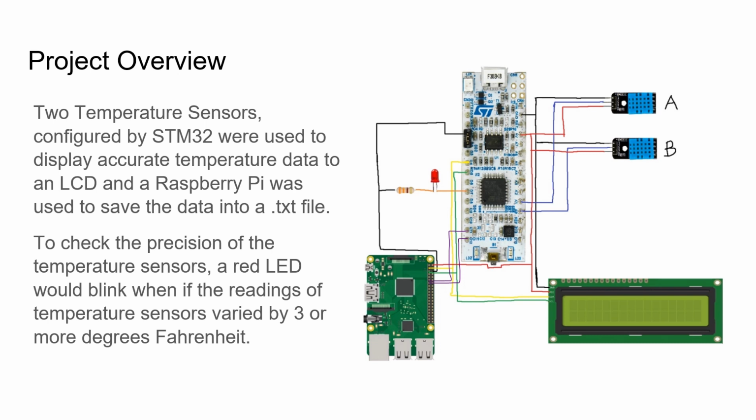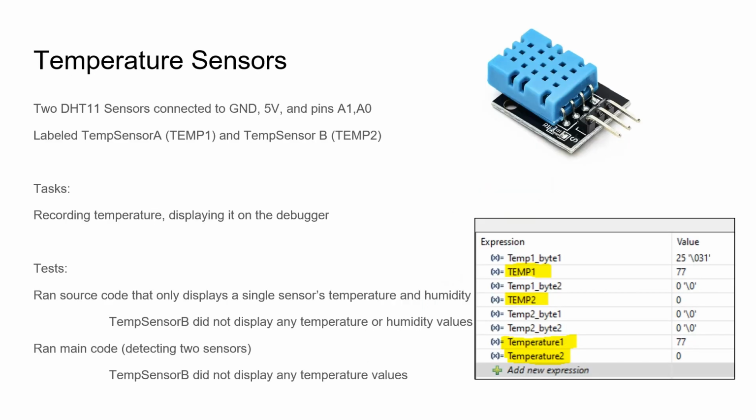Now, my part of the project was configuring the temperature sensors, and so I worked with temperature sensor A and B. I connected both to the ground pin and the 5-volt pin. And the GPIO pins: A1 was connected to temp sensor A, and A0 was connected to temp sensor B.